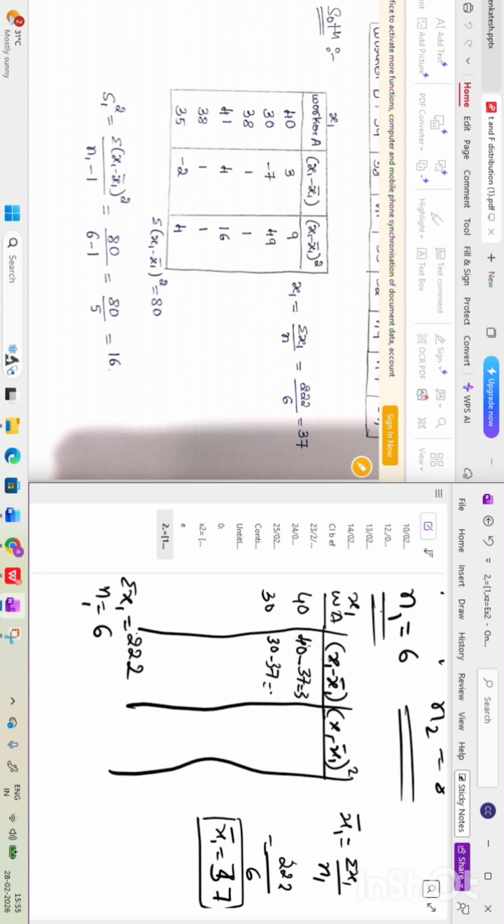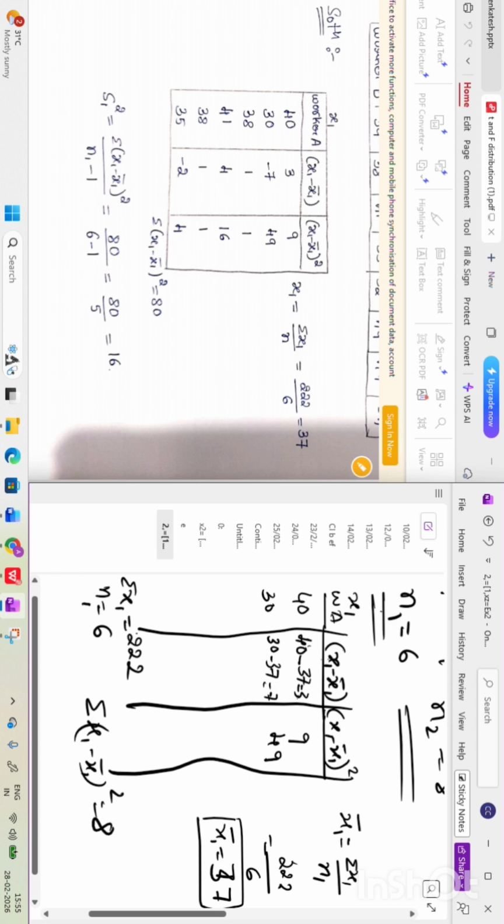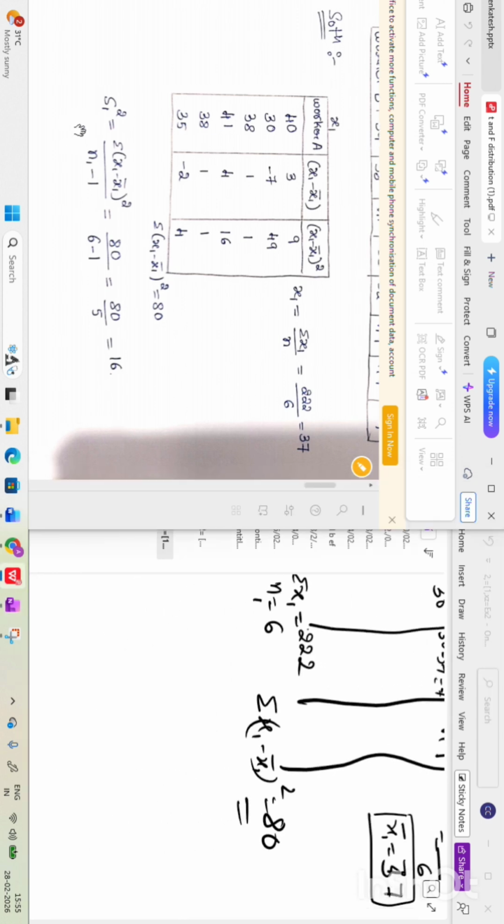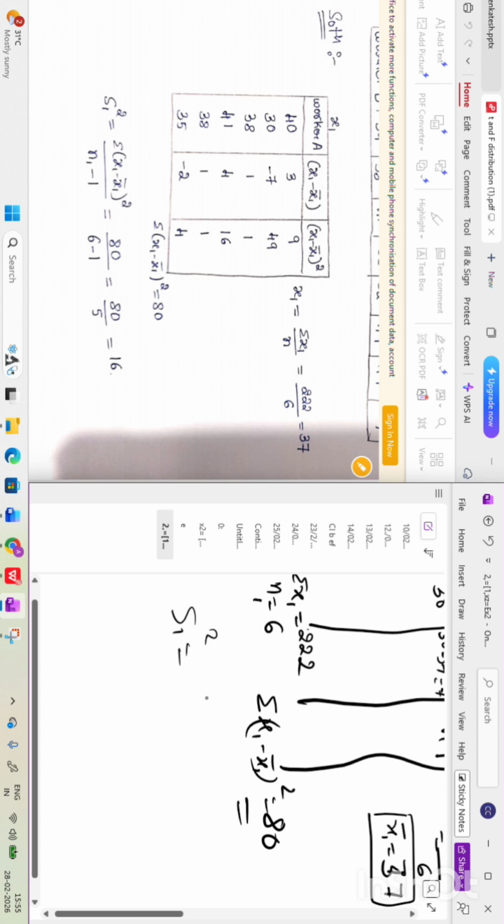What is the answer for this one? Minus 7. Then you square it: 3 squared gives 9, and minus 7 squared gives 49. After that, you add the column, and you get summation of (x1 minus x1 bar) whole square as 80. Substitute this 80 in the formula of s1 square: 80 divided by n1 minus 1, which is 6 minus 1. So 80 divided by 5, the answer is 16.